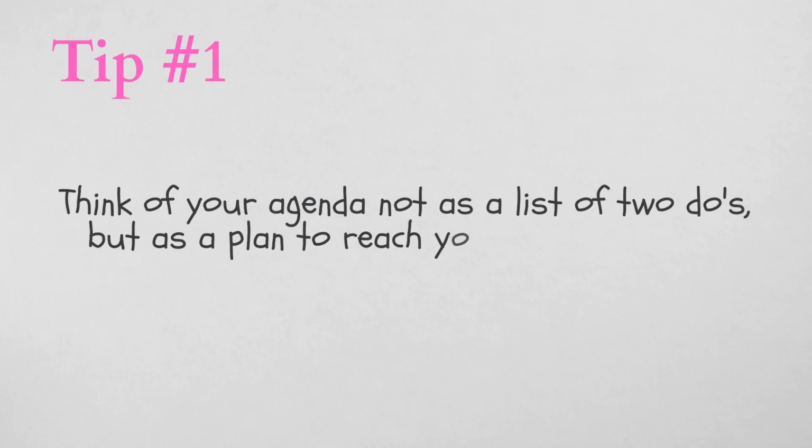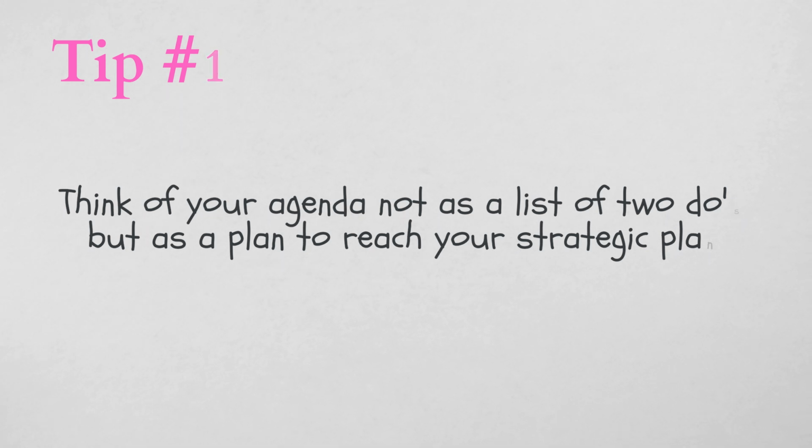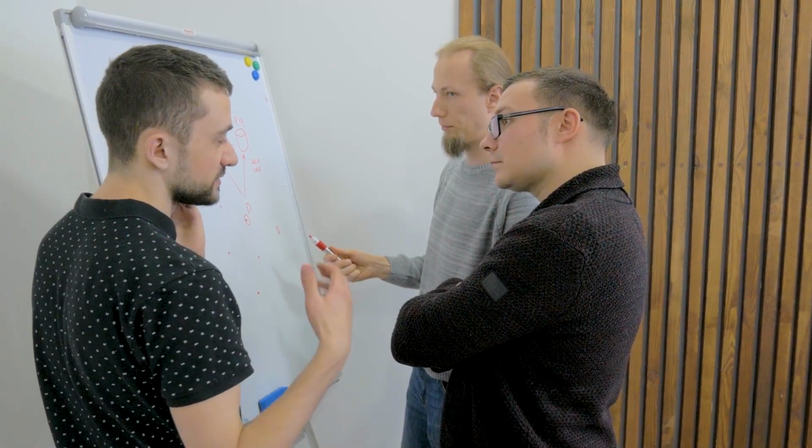Tip #1. You need to think of your agenda not as a list of to-dos, but as a plan to reach your strategic plan. I see this failure all the time with boards. I mean, everyone does it. They take the agenda from last week and ask, what do we need to change for this week? They're being very reactive in the moment, not really thinking, this is where we need to go, this is our monthly plan to get there.